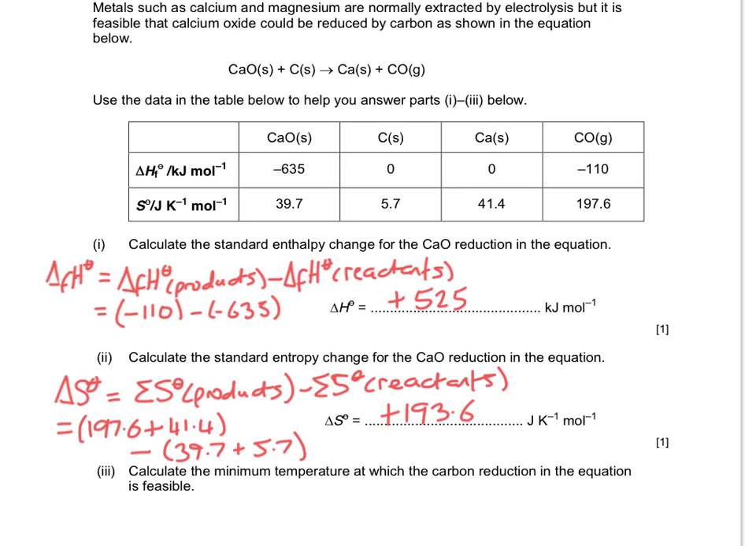And that gives us positive 193.6. So it's a positive entropy change. And you could guess that, obviously, because you're forming a mole of gas that you didn't have before, in the form of the carbon monoxide.